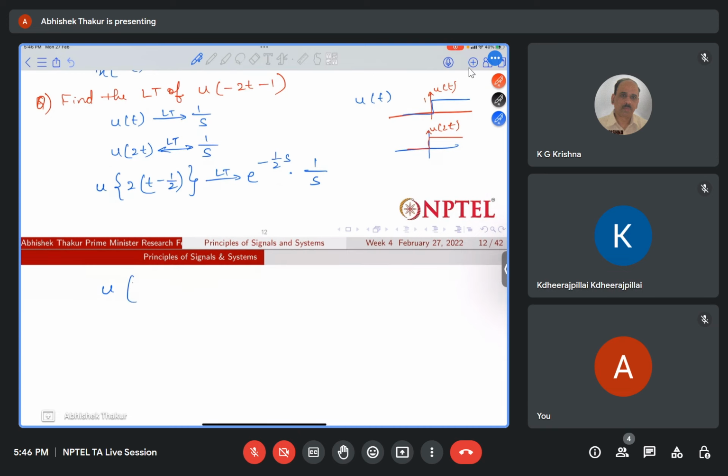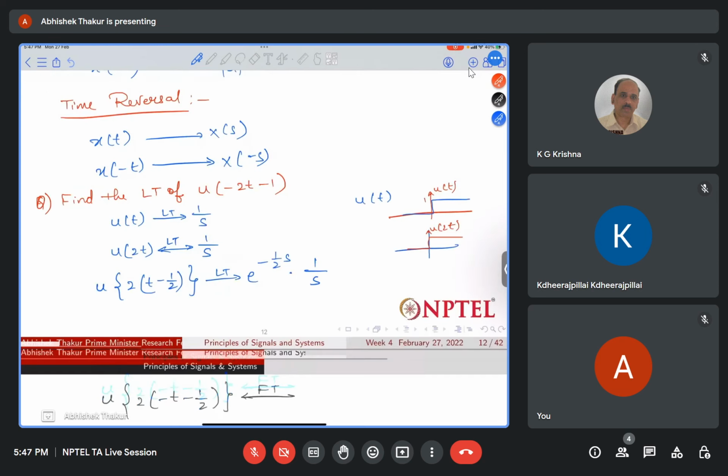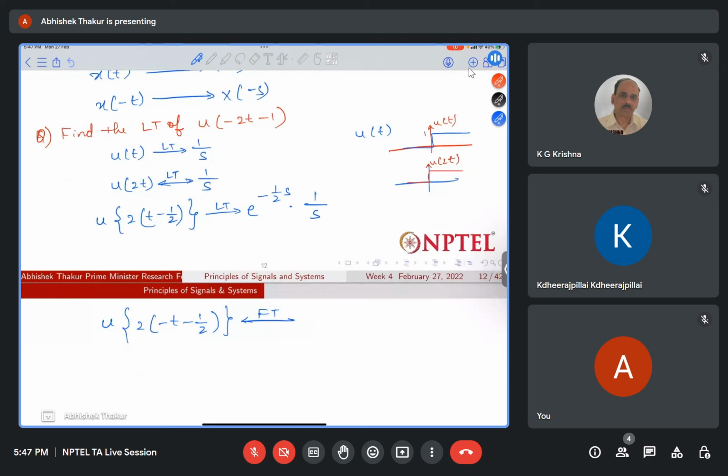So that is u of 2 minus t. We just do the time reversal, nothing much, with the minus half. For time reversal, we know that we have written x of minus t; we just have to substitute minus s in place of s. So it will become 1 by minus s, e to the power minus half times minus s. So the final answer will be minus 1 by s e to the power s by 2.